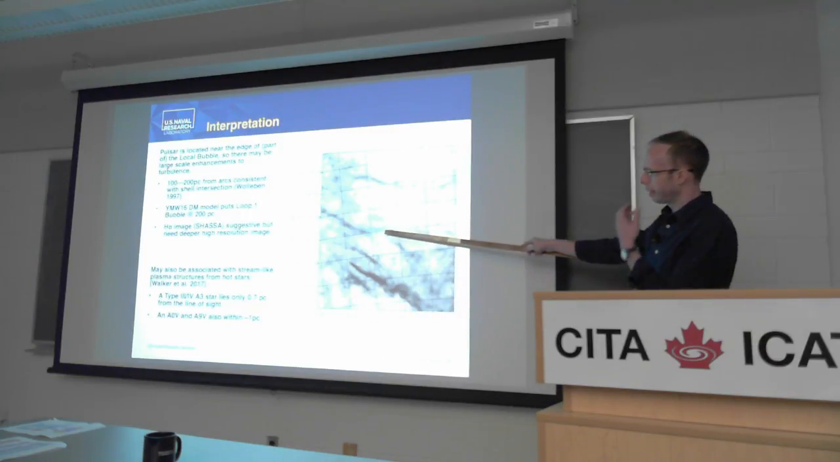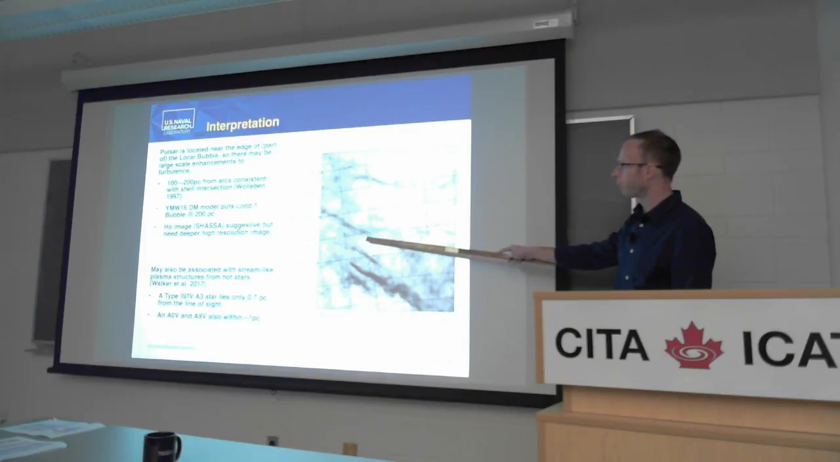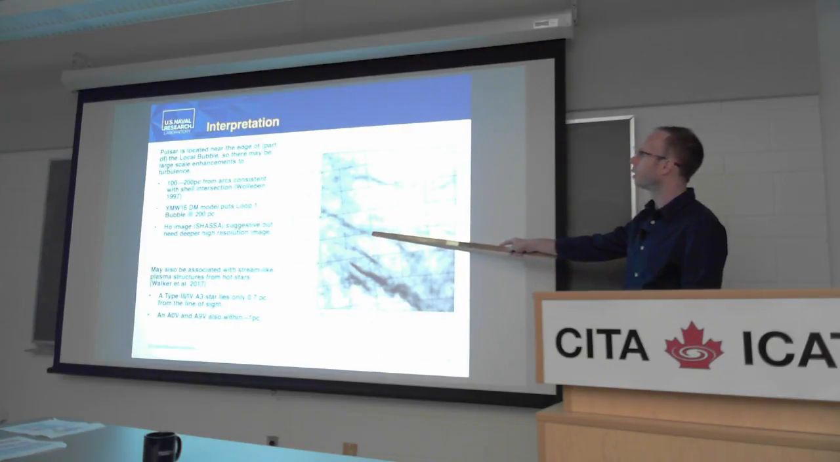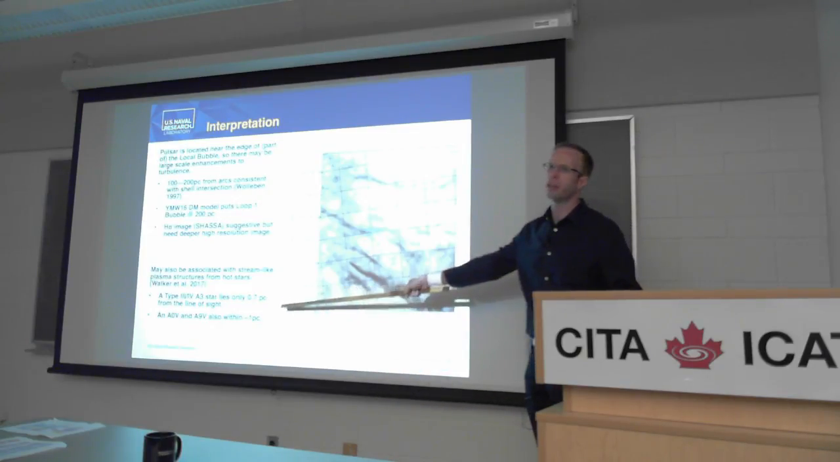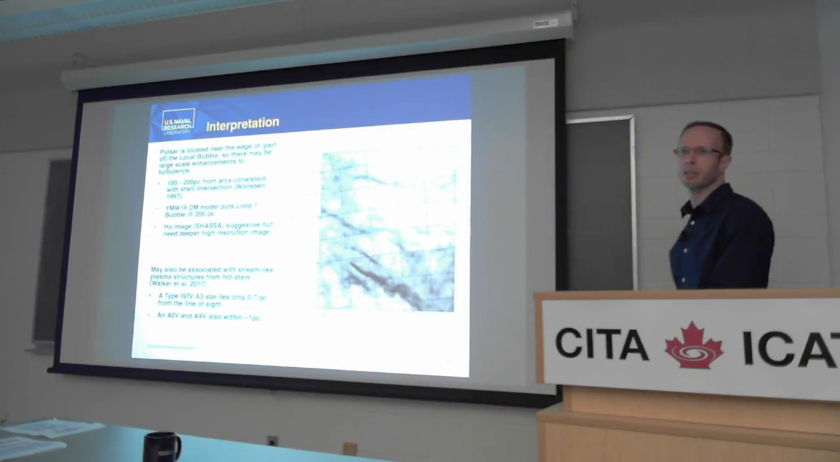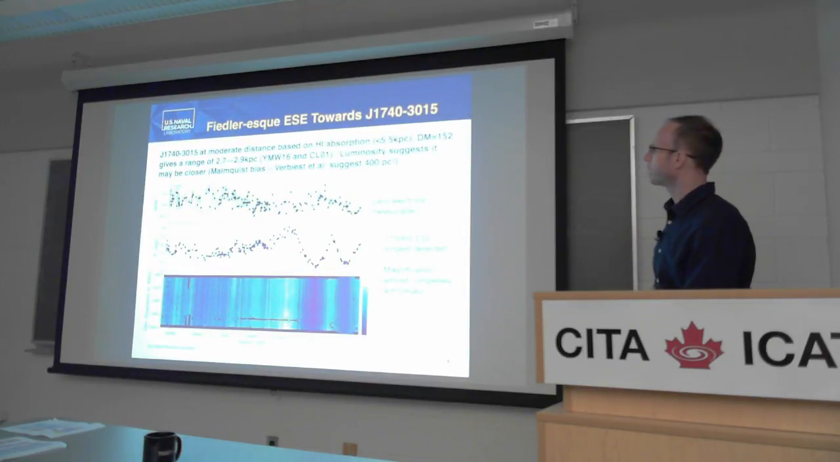And if you look at an H-alpha image, there is some larger scale filamentary structure that's somewhat aligned with the pulsar proper motion. This is just completely subjective. There are also a couple of hot stars along the line of sight that could potentially be contributing to some scattering. Okay, so that's one ESE.